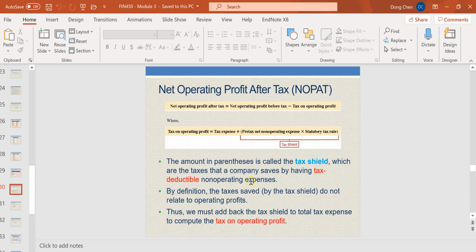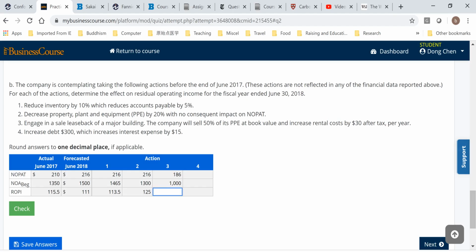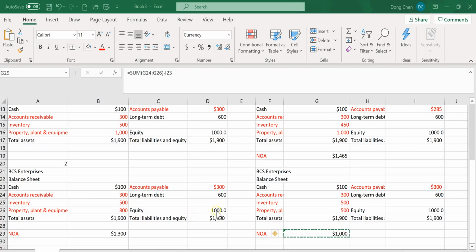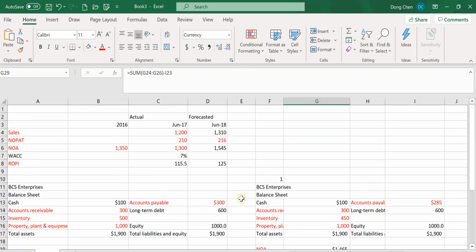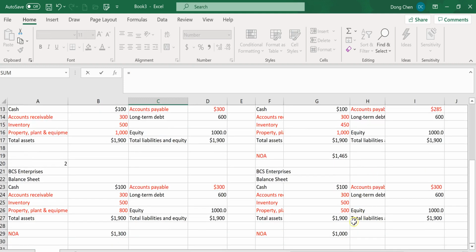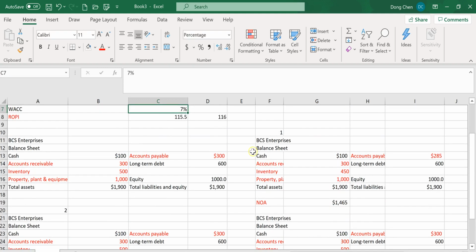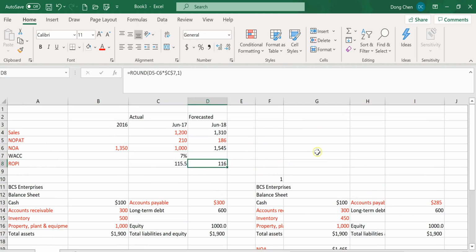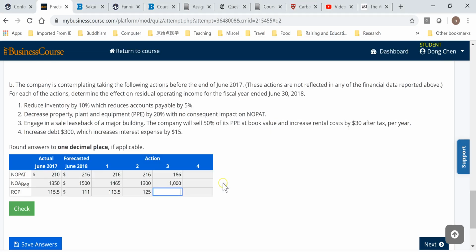And if we put the new level for NOPAT, 186, and the new level for the NOA, we can calculate the new level for the ROPI, 116. So we just copy the number back. And finally, number 4, increase debt by $300, which increases interest expense by $15.